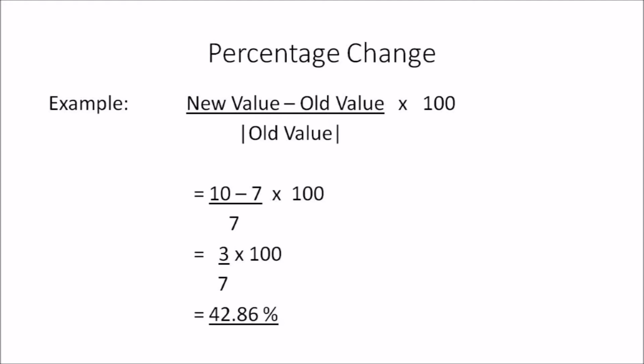So in this example, the new value was number 10 and the old value was number 7. So we'll substitute that in the formula. That becomes 10 minus 7 divided by 7 multiplied by 100. And 10 minus 7 is 3. So 3 divided by 7 multiplied by 100 will give you 42.86% to 2 decimal places. And that's the percentage change. It's a positive change. That means it's an increase. So number 7 increased to number 10, but in percentage it increased by 42.86%.